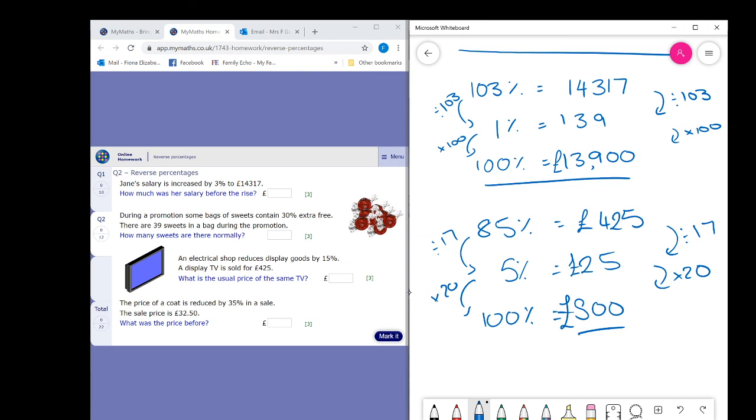So that's all you're doing. Have a go, see if you can get them done now. But you have done it in class. Okay? Pop me any emails if you're still struggling.